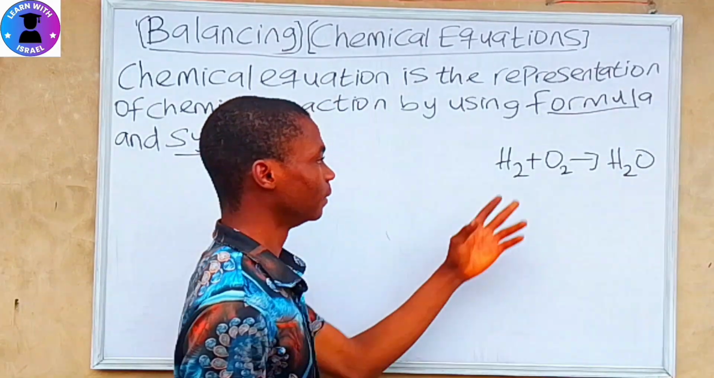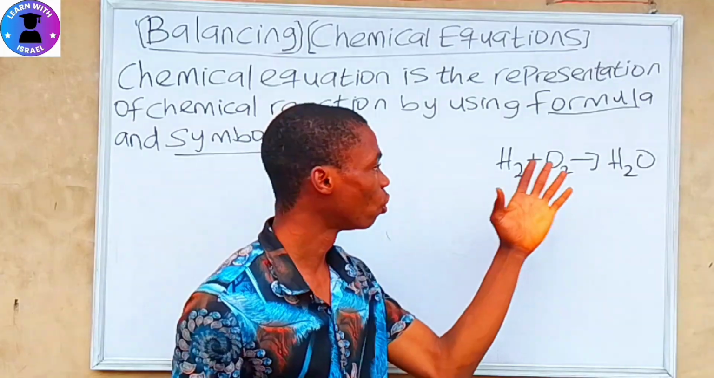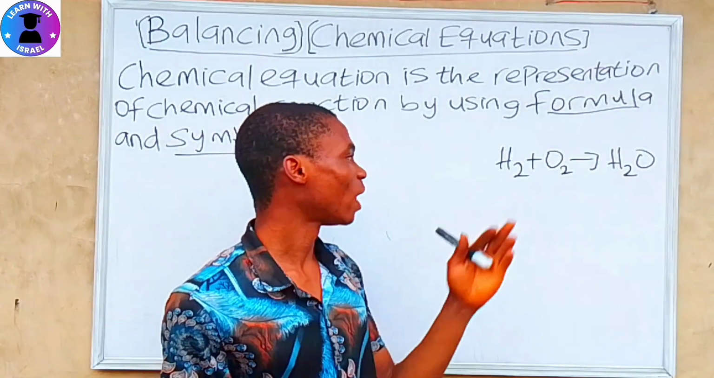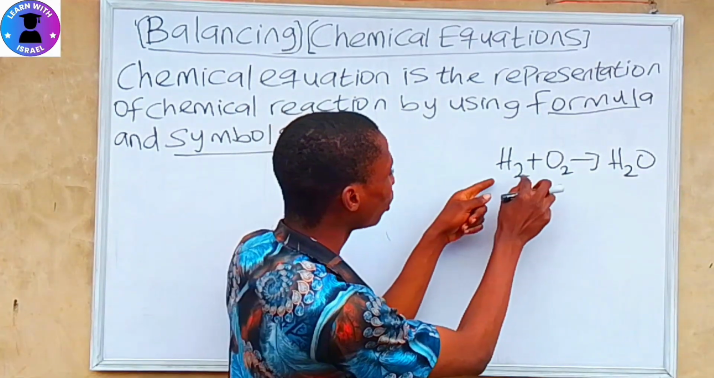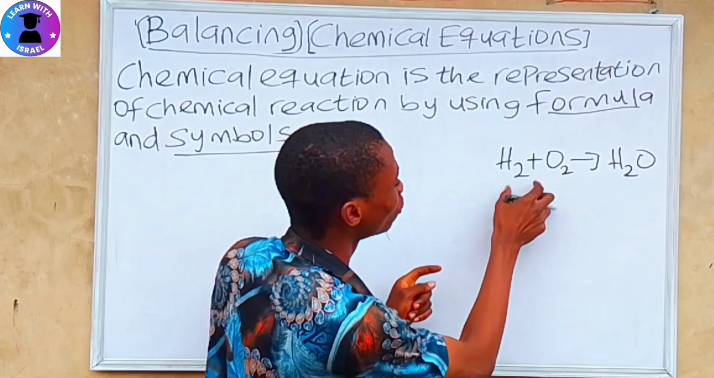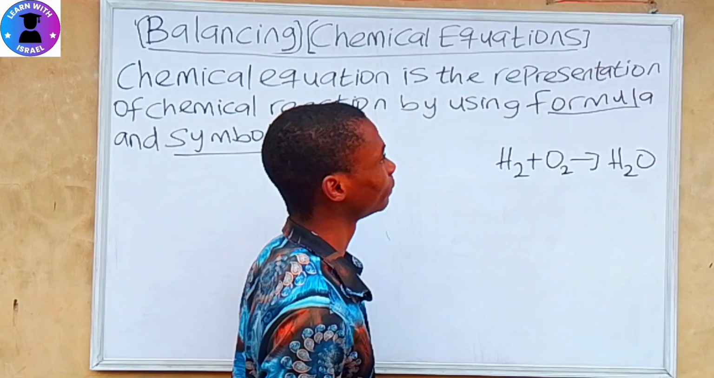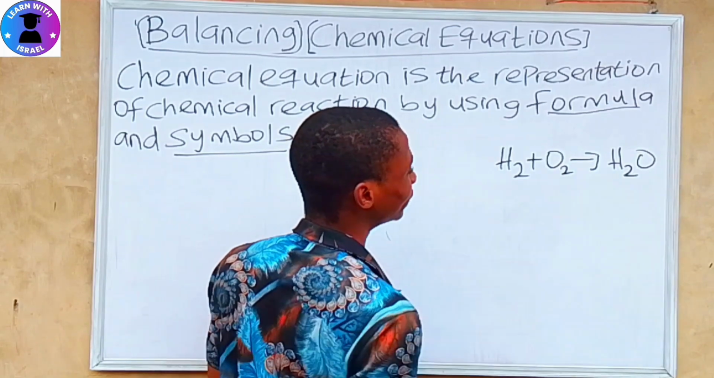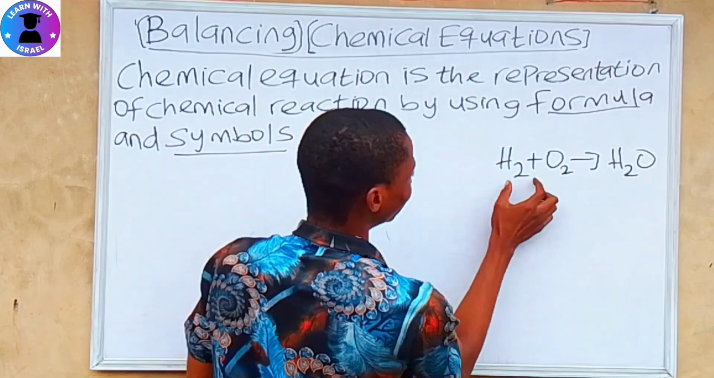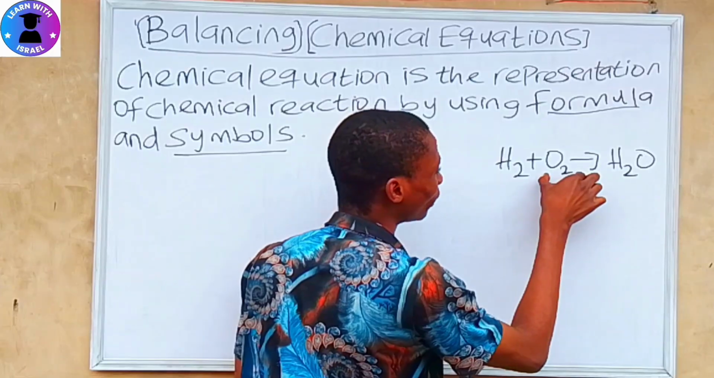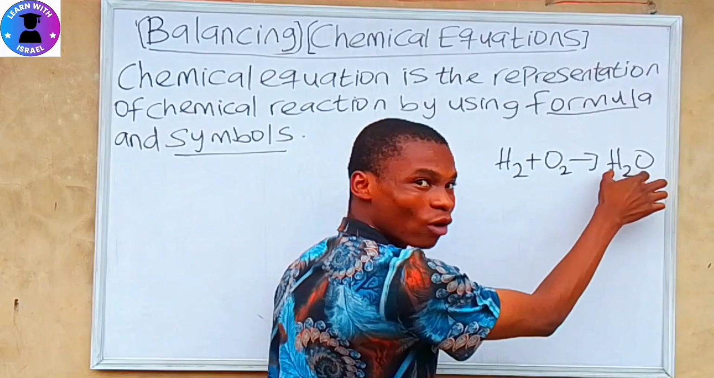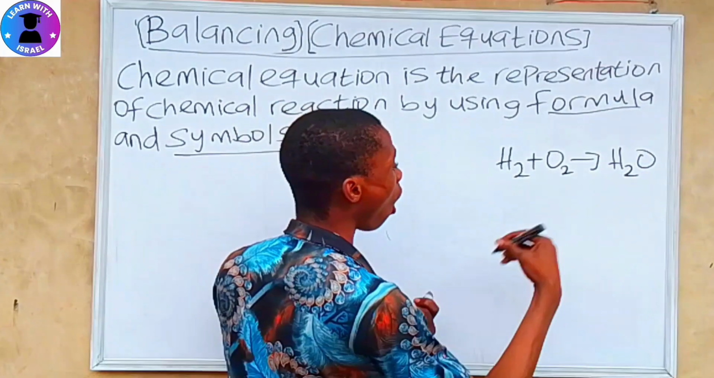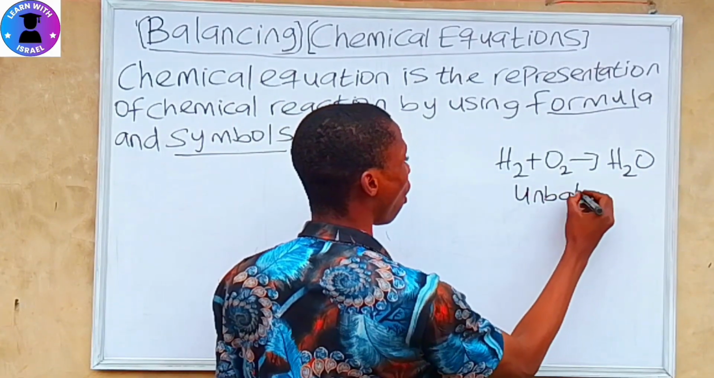So guys, is this balanced? No. How do you know that it is not balanced? We know by looking at the number of atoms of each element, and balancing means ensuring that the number of atoms of each element is the same on both sides. On the left hand side we have 2 hydrogen and 2 oxygen, and on the right hand side we have 2 hydrogen and 1 oxygen, which means it is unbalanced.